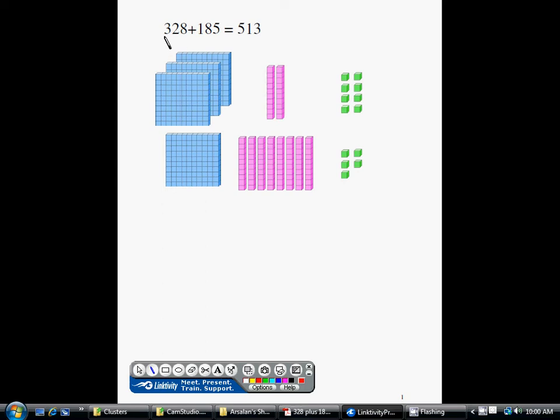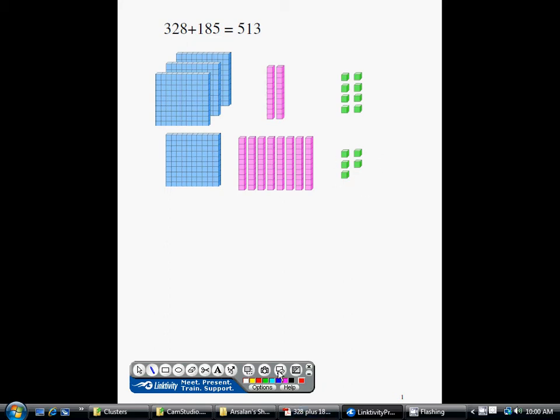So instead of 328, we can take 3 hundreds, 2 tens or 20, and 8 ones. So basically I have 300 plus 20 plus 8. To represent 185, I'm going to take 100 plus 8 tens, 1, 2, 3, 4, 5, 6, 7, 8 tens or 80, plus 5 ones or 5.